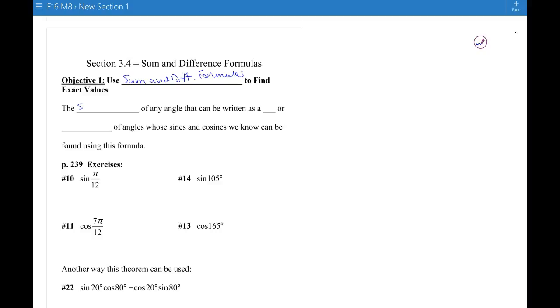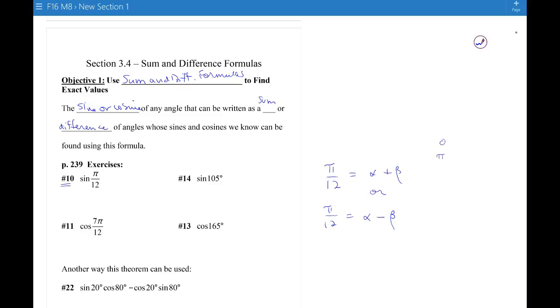So the sine or cosine of any angle that can be written as a sum or difference of angles whose sines and cosines we know can be found using this formula. So the idea would be for finding the sine of pi over 12, you'd try and think of some way to write pi over 12 as an alpha plus a beta or an alpha minus a beta, where the alpha and the beta are one of our special angles.